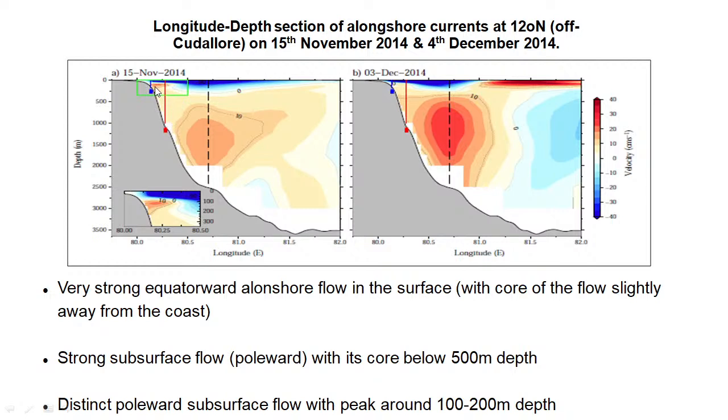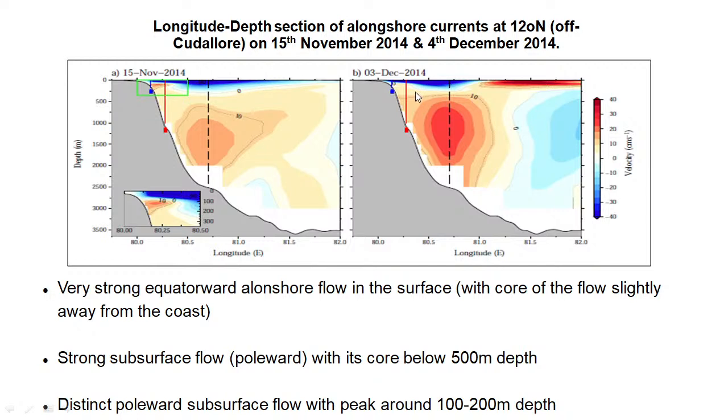If we look at the slope observation, we can see that of course we have a strong current flowing southward. This is the EICC, and below that we have a small intense poleward flowing current, which has its core somewhere around 200 meters, less than 250 meters. This is an interesting observation.